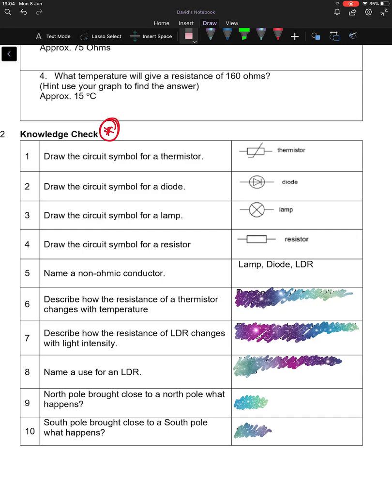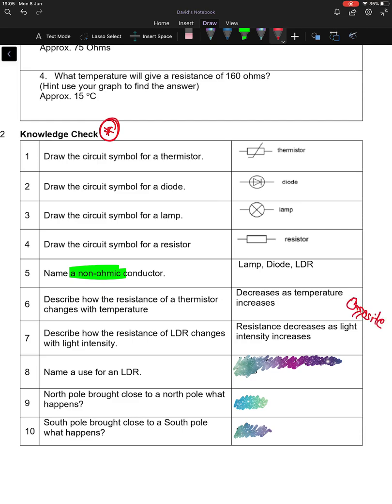There are your symbols for each of those. Non-ohmic conductor. Remember, with a non-ohmic conductor, the relationship between voltage and current is not directly proportional. So an ohmic conductor might be a fixed resistor, whereas these aren't. So resistance for a thermistor changes with temperature, decreases as temperature increases. Resistance for an LDR changes with light intensity. Resistance decreases as light intensity increases.